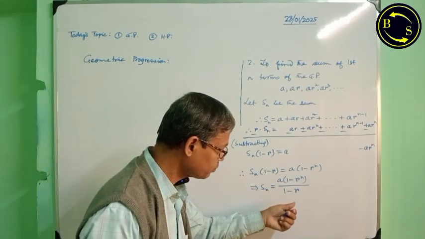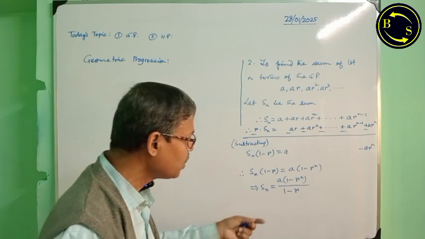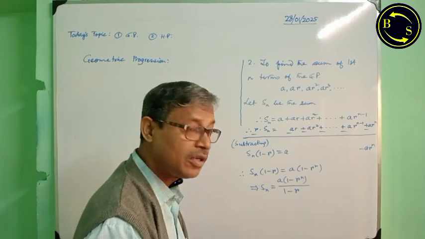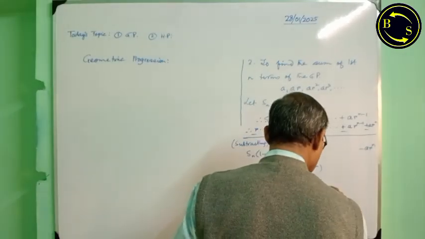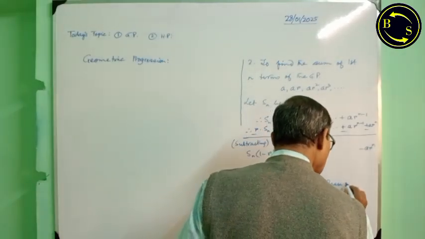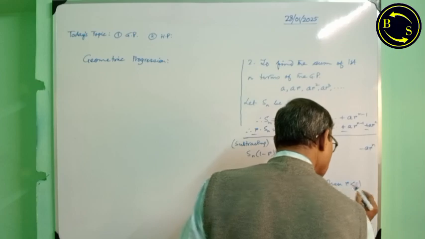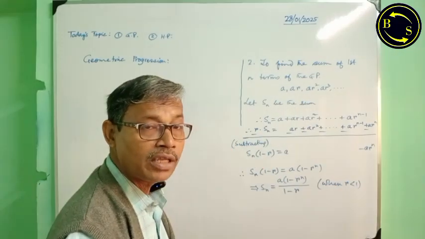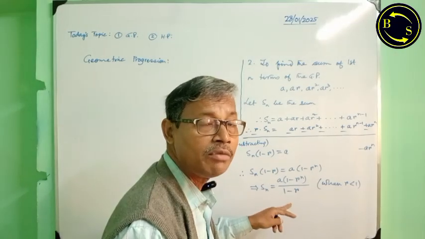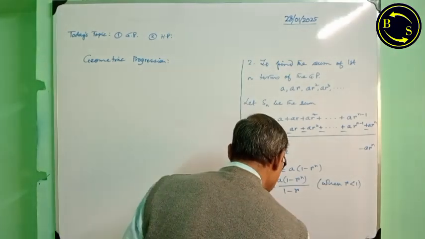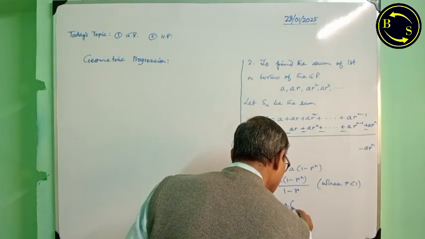Now we take two cases. When r is less than 1, then we take this form. When r will be greater than 1, we just multiply both numerator and denominator by minus 1, and then we get this form.